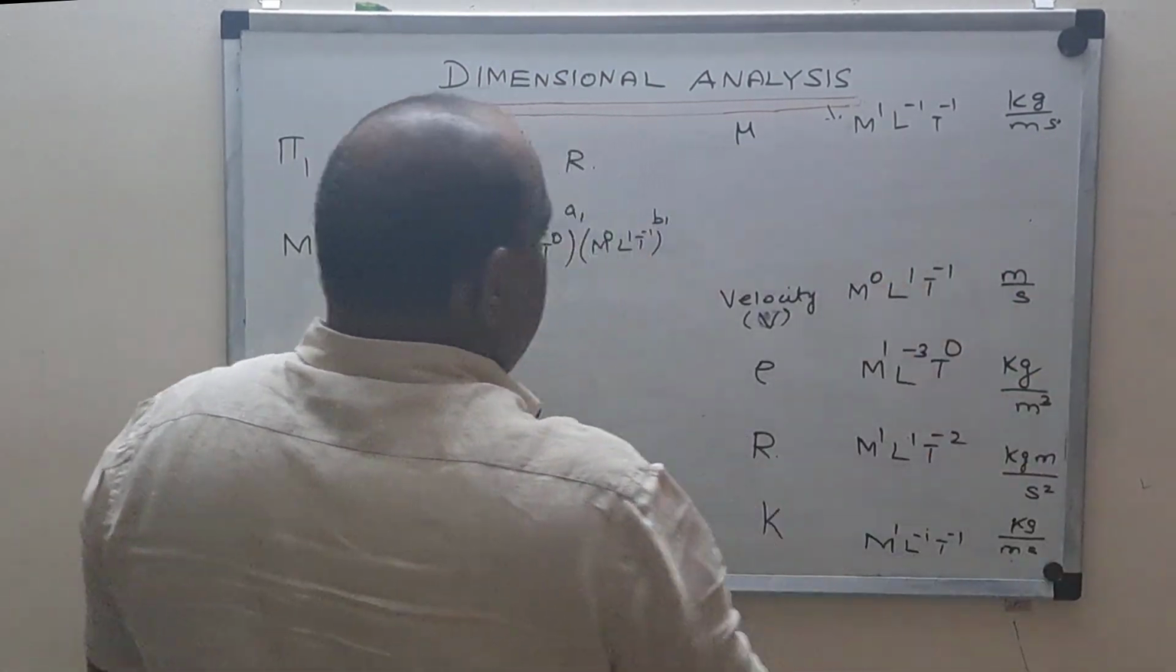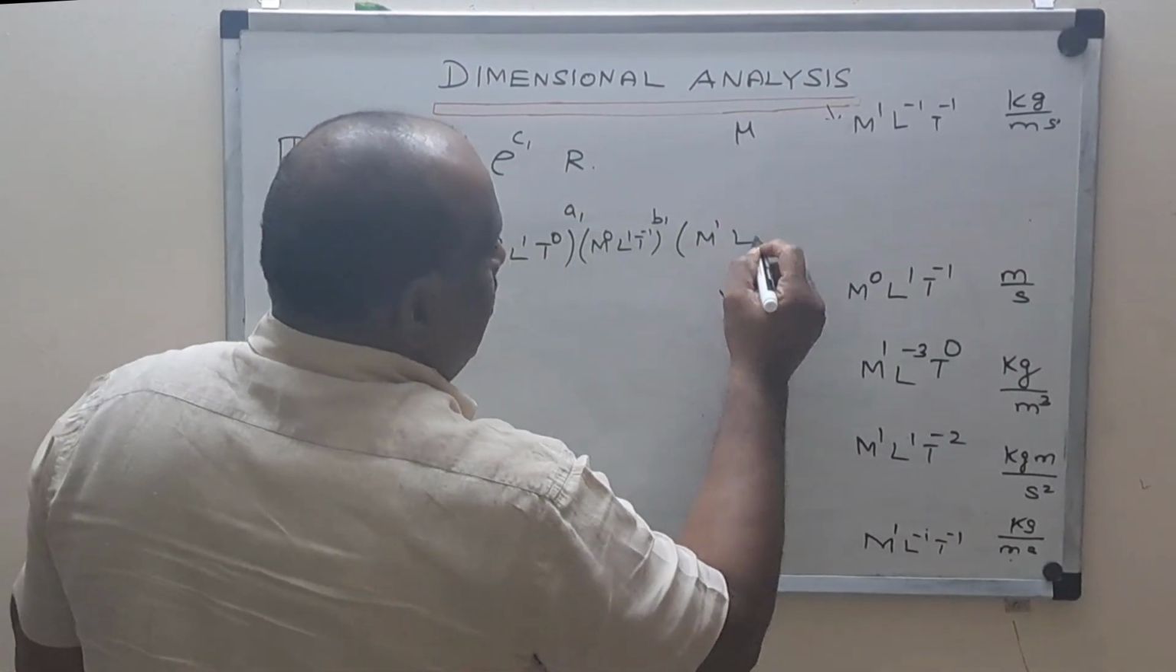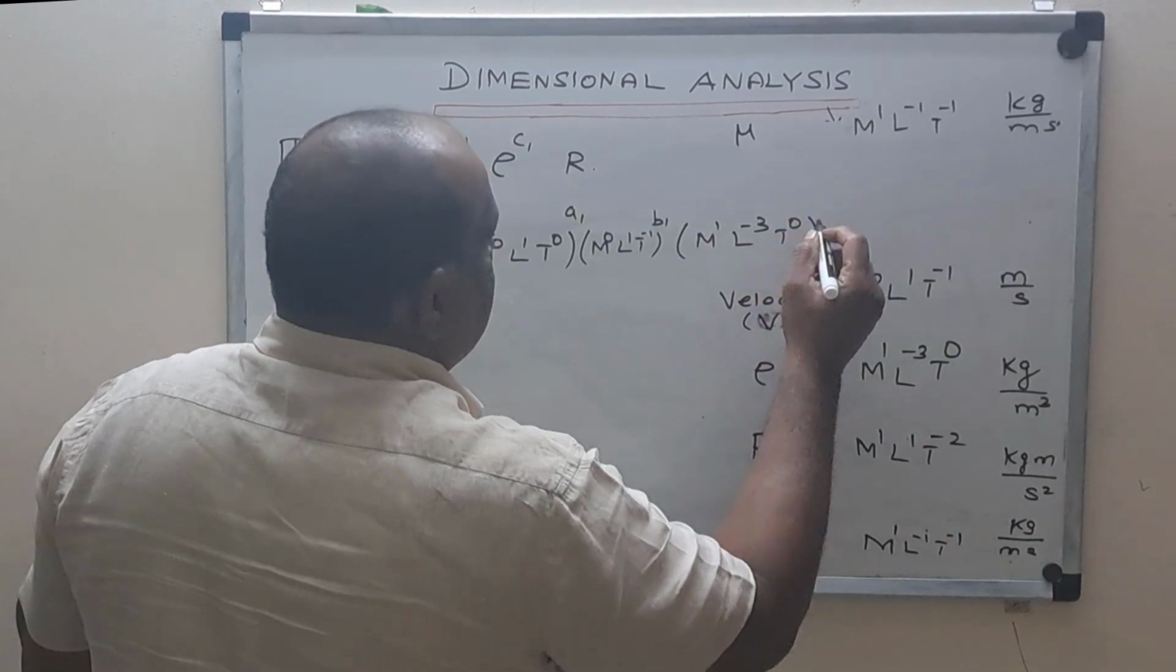This one I will erase it. Now coming to the rho. Rho is nothing but this one. So it is M power 1, L power minus 3, T power 0 of C1.